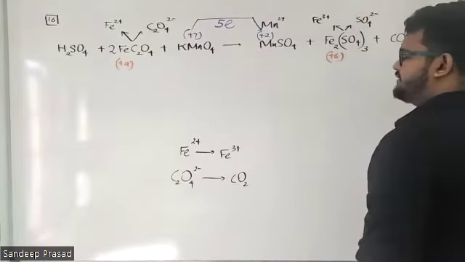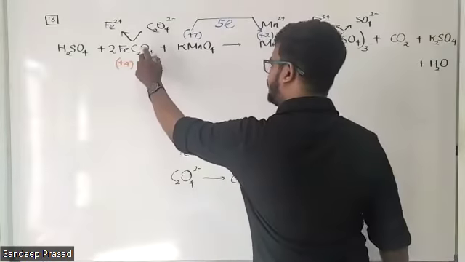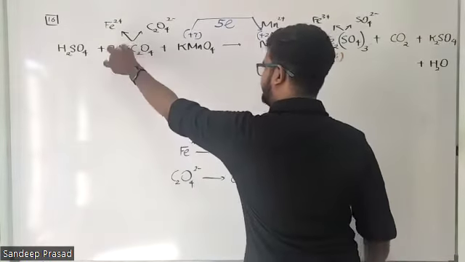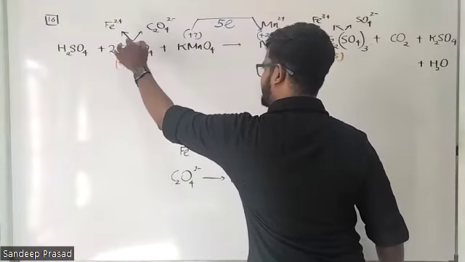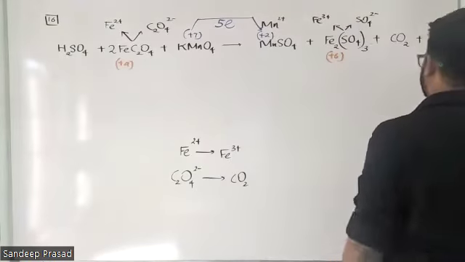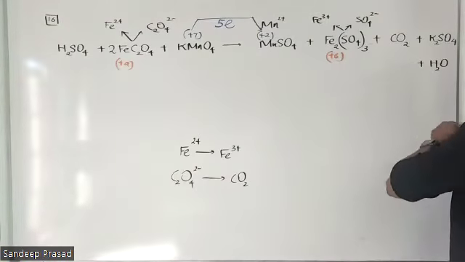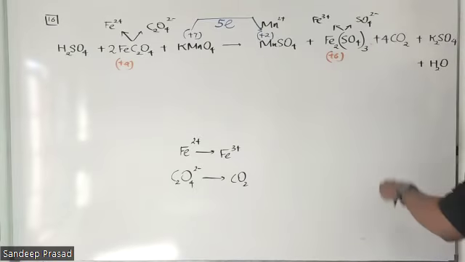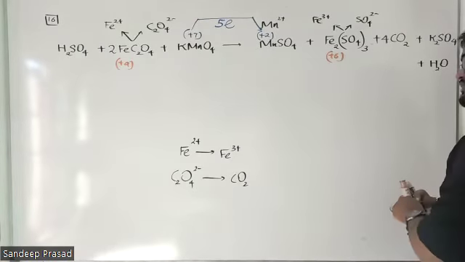The next thing is carbon. Now, can you see how many carbon atoms are there? After adding 2 here, how many carbon atoms are there? 2 into 2, 4. So therefore, let me put here 4 carbon dioxide first of all, because I want to equalize the carbon atoms. It's changing the oxidation state.